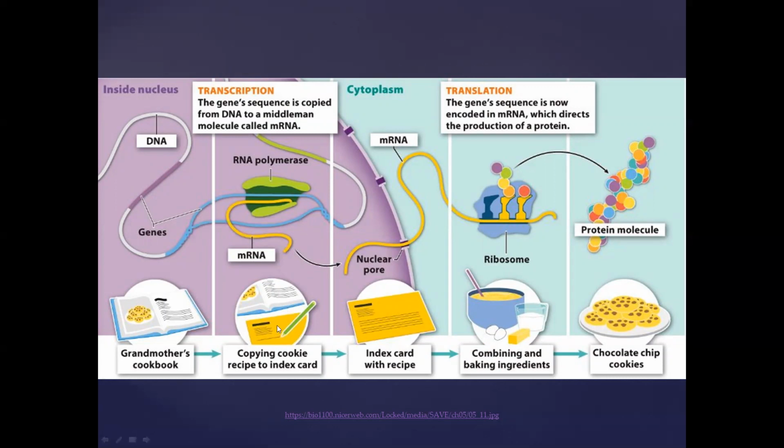And this recipe that was copied down in the form of an mRNA is taken out of the nucleus and goes to the ribosome, where the different ingredients are joined together. Those ingredients are basically the amino acids that need to be joined in a specific sequence in order to make a particular protein molecule.